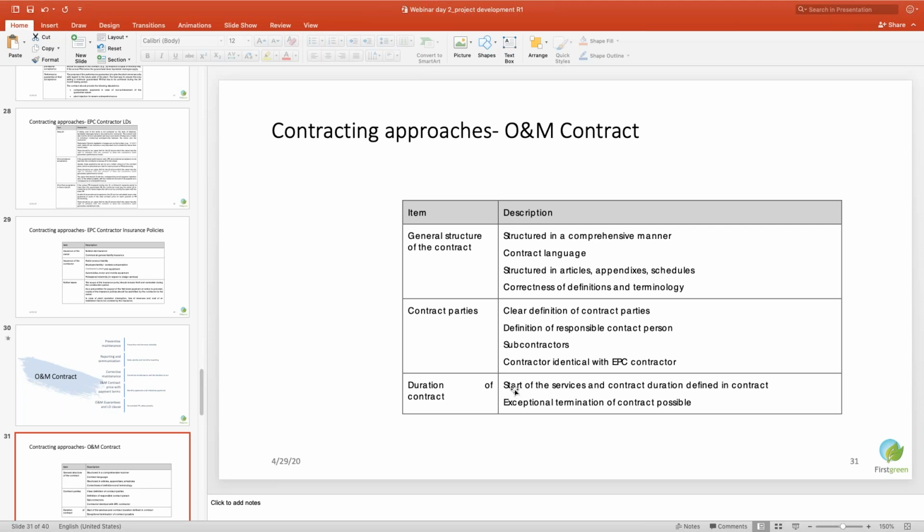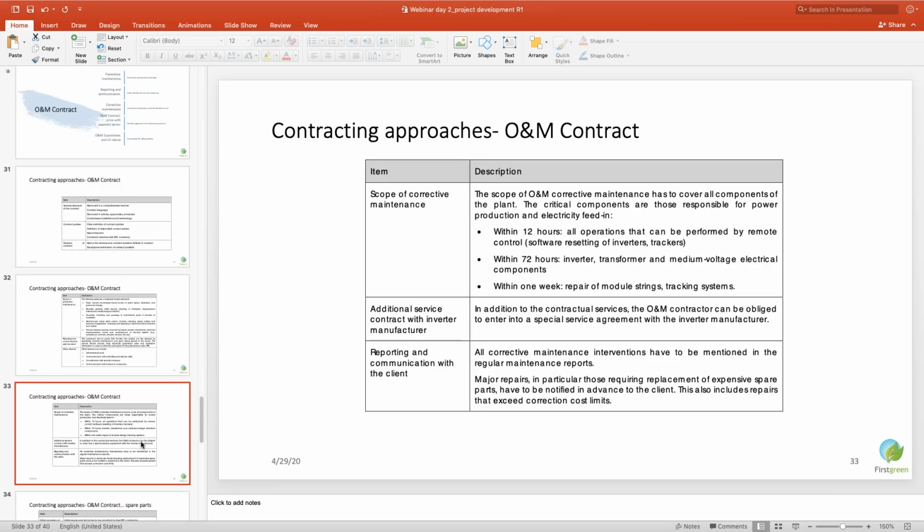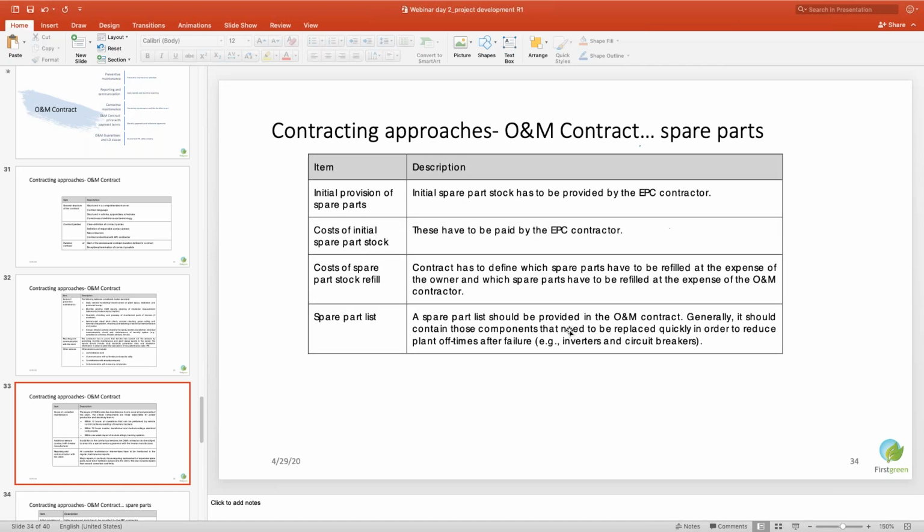So these are the contract parties and the duration of the contract. Then we have the scope. The scope covers, as I told, daily, monthly, quarterly, semi-annual and annual checks. Then reporting protocols. Then if it is corrective maintenance, you should do that within 12 hours. If something is to be replaced, then it is within 72 hours. Then additional service contracts are also required for various other services, and you can also define your reporting plan.